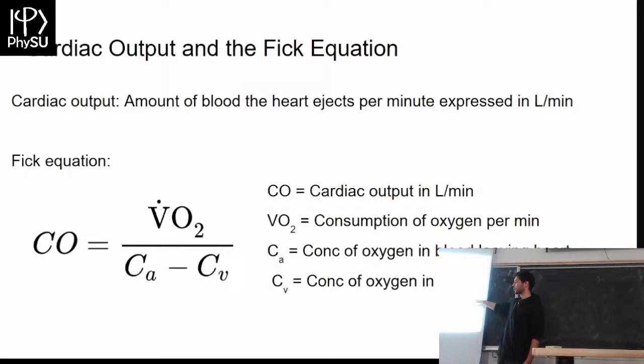We have the consumption of oxygen per minute over here, which we can dictate by just how much someone breathes in, right? The kind of air they're breathing in. And then we have the concentration of oxygen in blood leaving the heart and the concentration of oxygen in blood entering the heart. Those can very easily be measured by taking blood before and after it enters the heart in the circulatory system. So this is not a very difficult way to understand how strong an individual's heart is, how good it is.